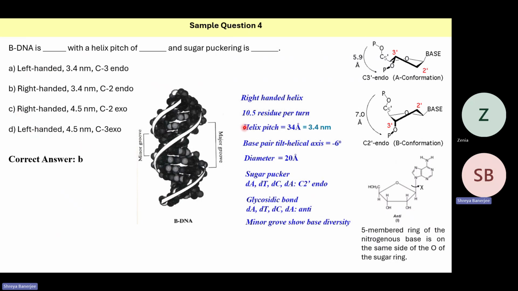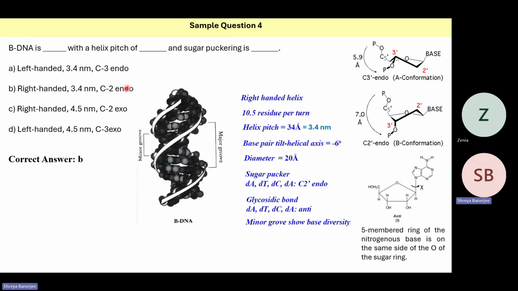The pitch is 34 angstrom, so a rise of 34 angstrom per turn, and there are around 10 residues per turn. So the rise per residue is 3.4 angstrom. Pitch is about how much the rise is for an entire turn, and that is 34 angstrom, which can also be written as 3.4 nanometer. So it is option B. And you can also remember that it is C2 prime endo that is adopted in the B DNA. The C3 prime endo is for A DNA.